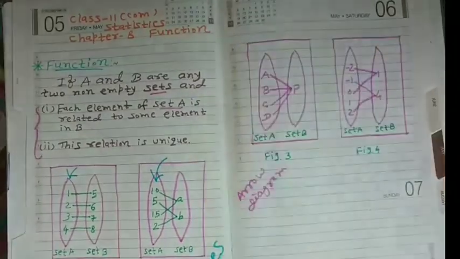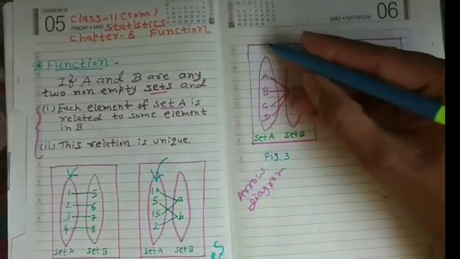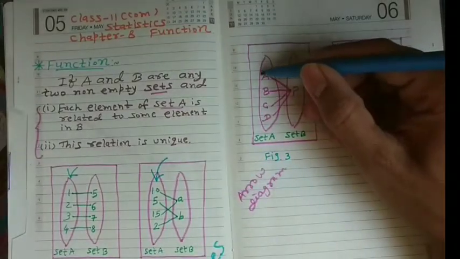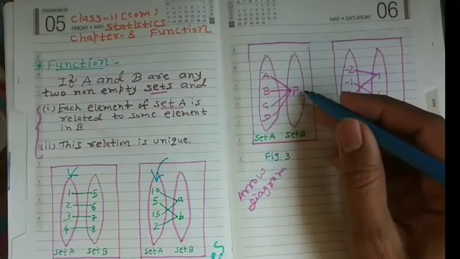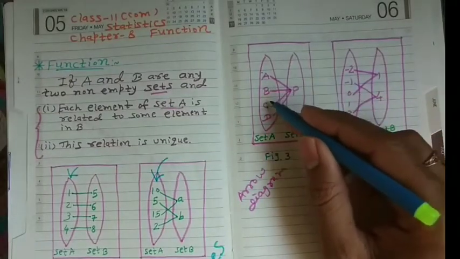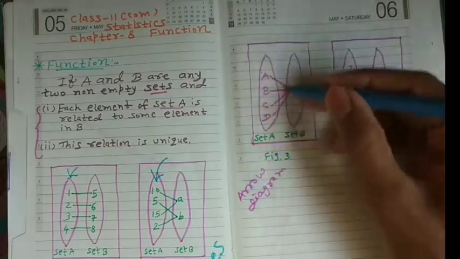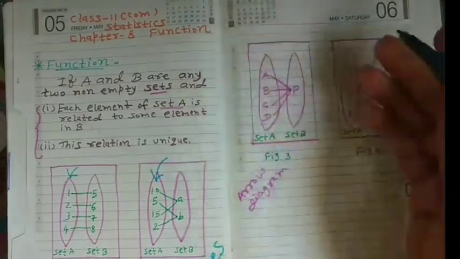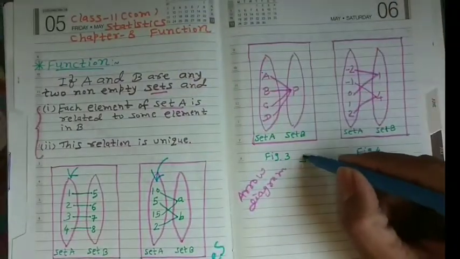Now see figure 3. Here in set A, 4 elements A, B, C, D, and set B only P. So here all elements have one image. It is known as image. It means the image of A is P, image of B is P, image of C is P, and image of D is also P. So all elements have some relation to B and it is unique. So it is also a function.